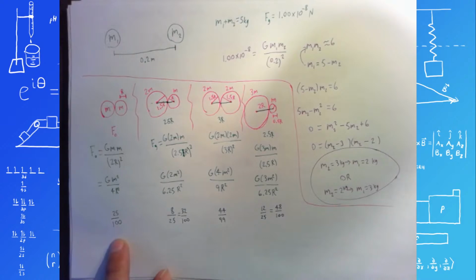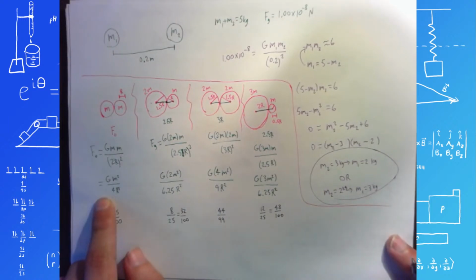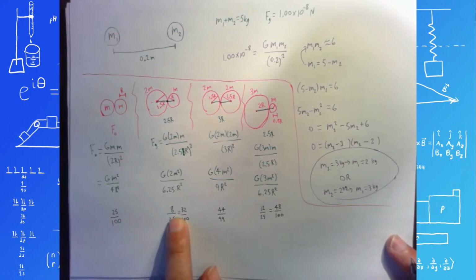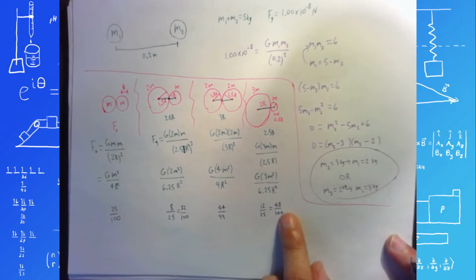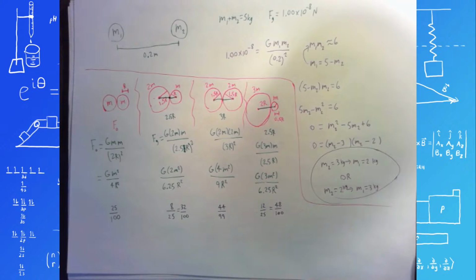Oh, actually, they're unexpectedly in order from lowest to highest. This one's the lowest. Next is this at 32 hundredths. Next is this, and the greatest force is this one over here. How about that?